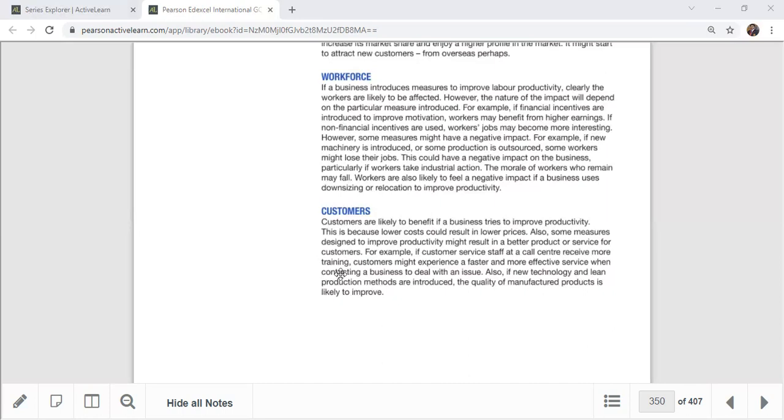With more training, customers might experience faster and more effective service, and with technology like online banking, you don't need to wait in a queue, right? You can use a mobile phone or some application or software. You can go to mobile banking, right? Mobile payment systems. So that's why apps are there right now, right?